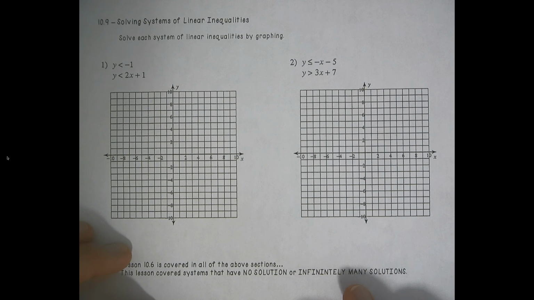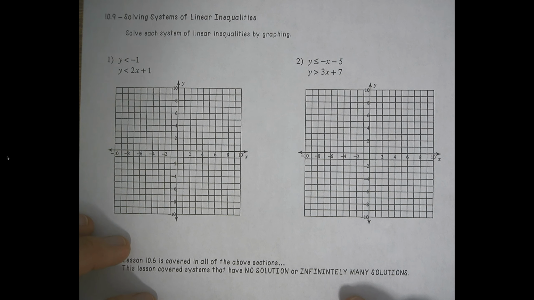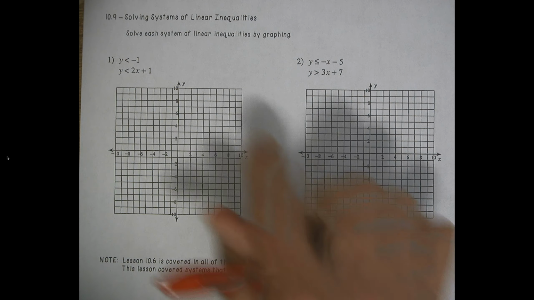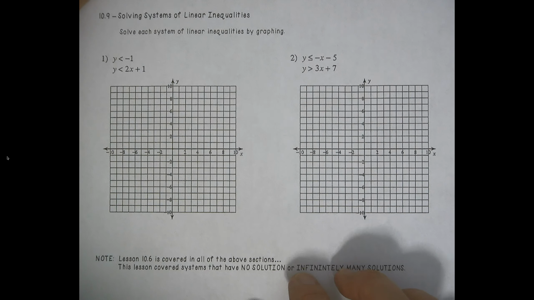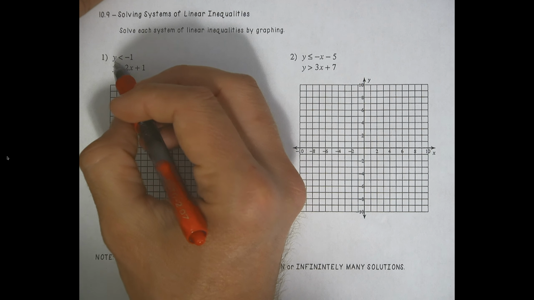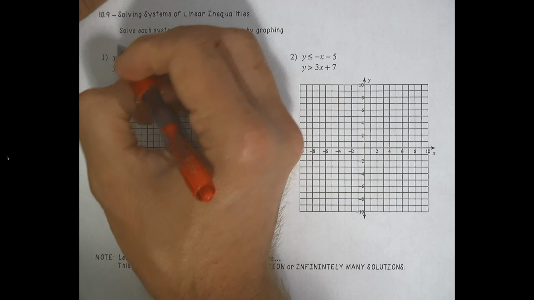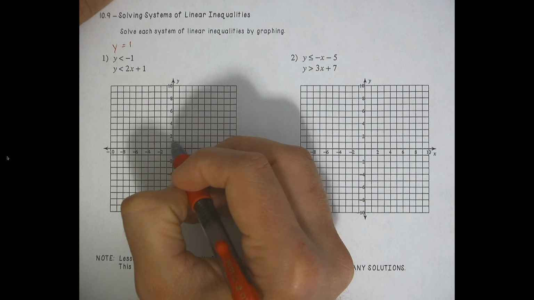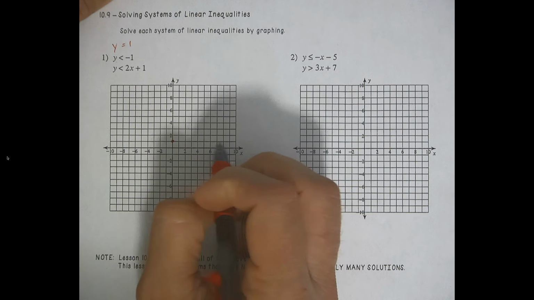All right, and the very last piece in chapter 10 was solving linear inequalities. So we already solved linear inequalities, and we shaded part of the graph. So with a system, we're going to shade the part that works for both. So first here, we have y less than negative 1. When we graph it, it's like graphing y equals 1. So you find 1, and it's the line that's always going to be at y equals 1.